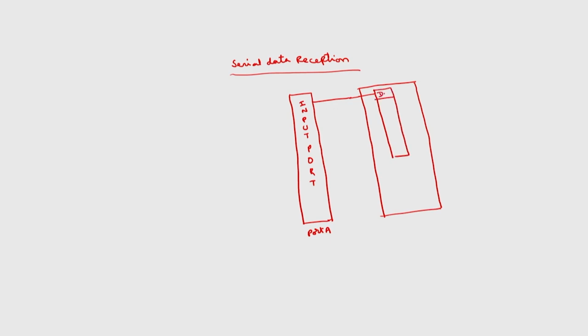We have to take it onto D7 first, D6, D5, D4, D3, D2, D1, D0. This is a register inside the microprocessor. I will write the program for this also. This is the microprocessor.